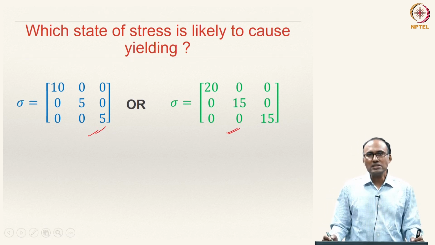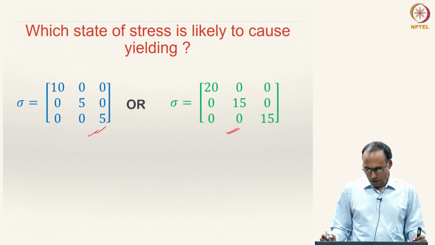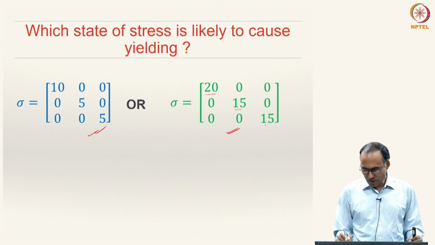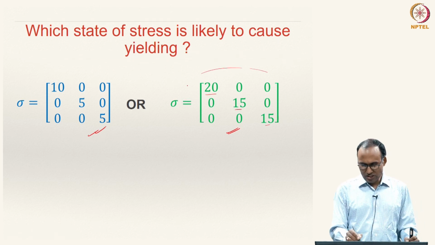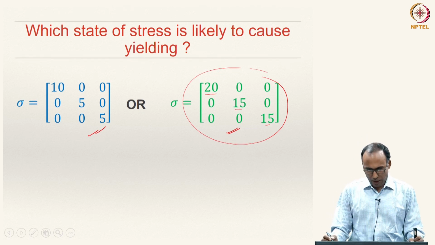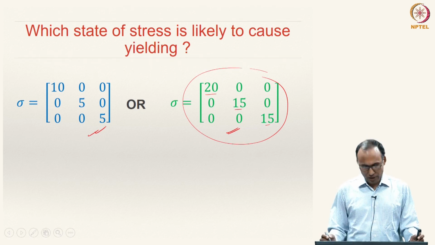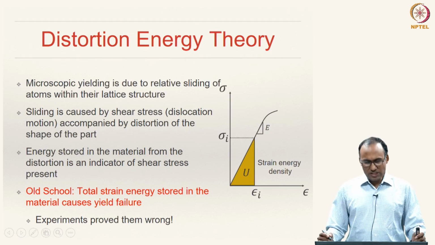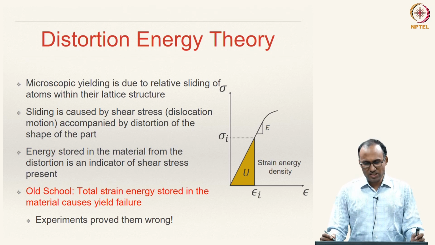So, think about this and then we will see. By looking at this, it looks like it has higher values of the stress, so it is possible that this is probably going to cause yielding first. But let us see whether that is the right answer or not towards the end of this discussion. Okay. Now we will start discussing the distortion energy theory.